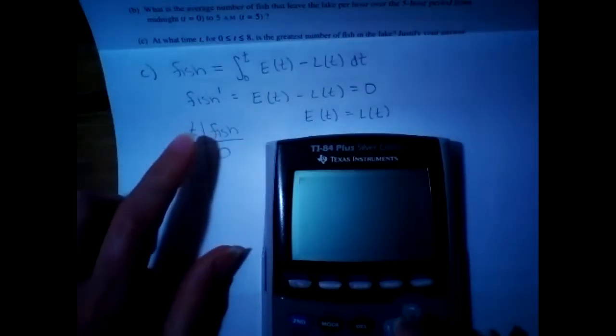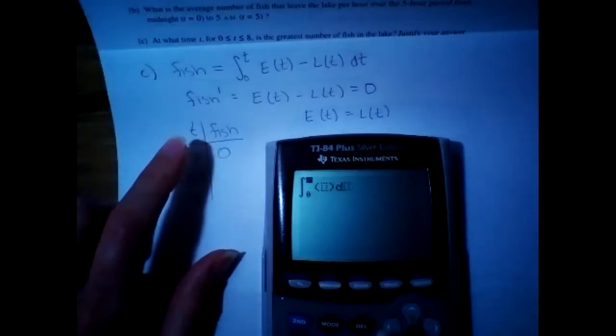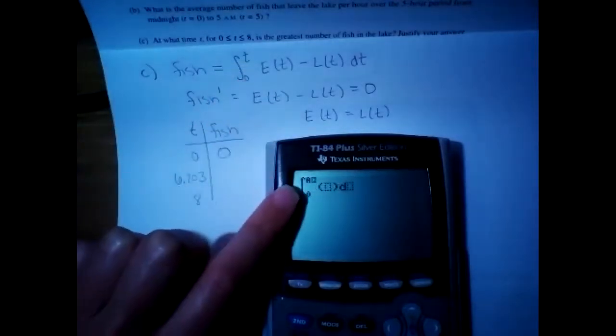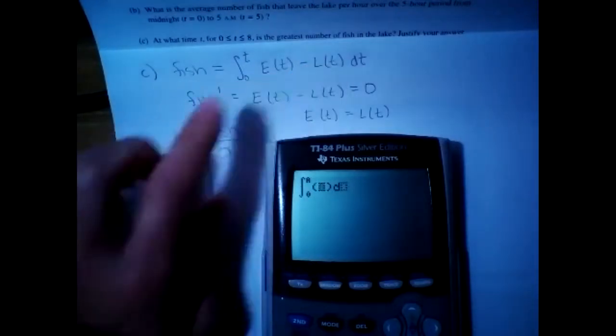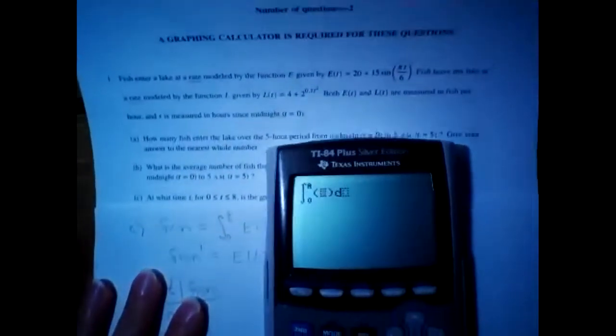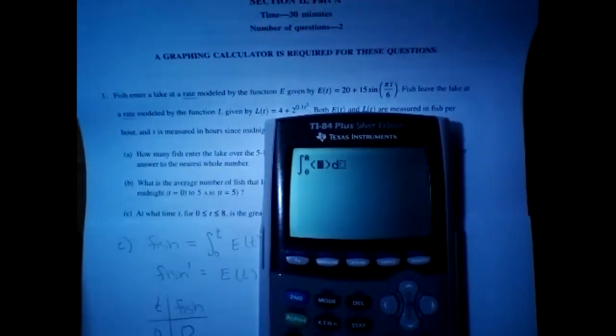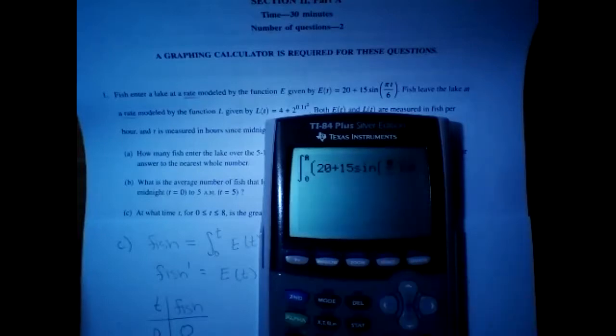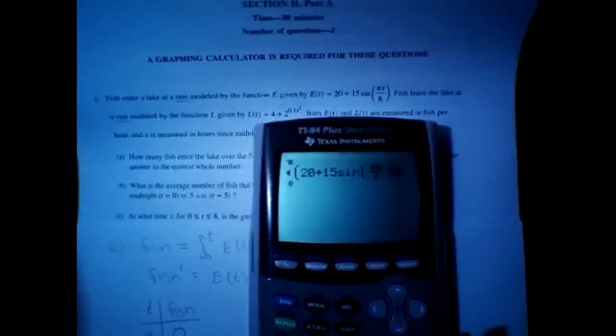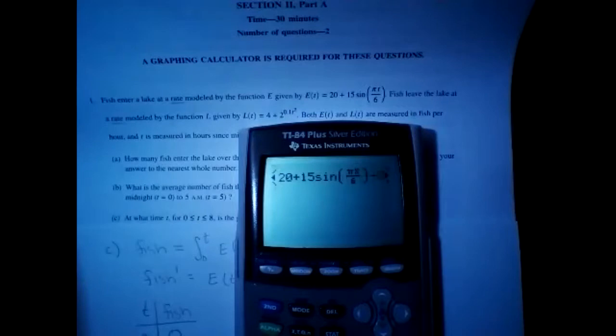So it's going to be integral, math 9, from 0 until alpha A. I put the value, and it's the entering function minus the leaving function. And remember, both of the functions are pretty nasty, so you got to be careful with your typing. So here's E of t, 20 plus 15 sine of pi x over 6. All right, so that's the entering function, minus parenthesis, because I want to subtract the entire leaving function.